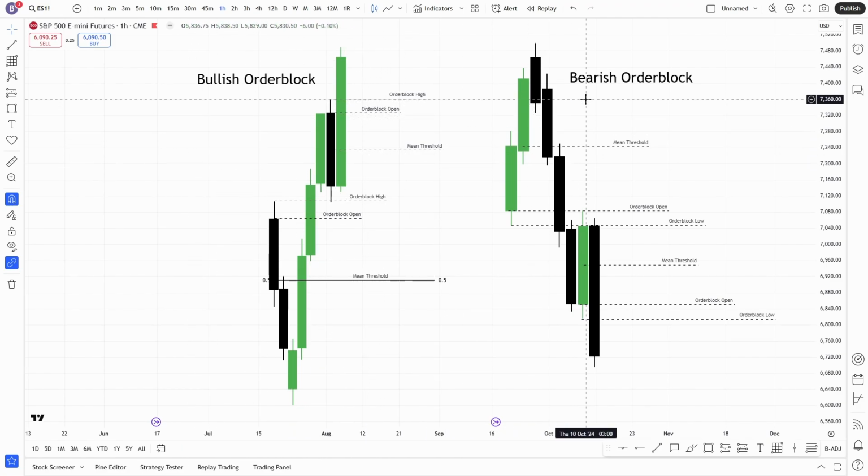And for a bearish order block, we have the order block low, the order block open, and the mean threshold. So price came up and came down, creating an order block, where price then came back up, respected the order block open, pushed lower, and then created another order block.